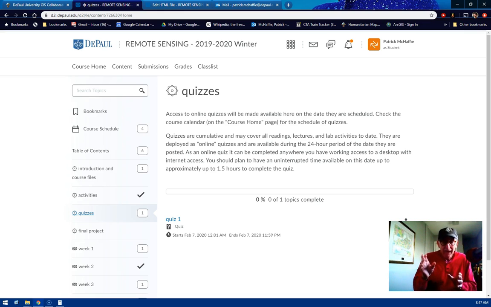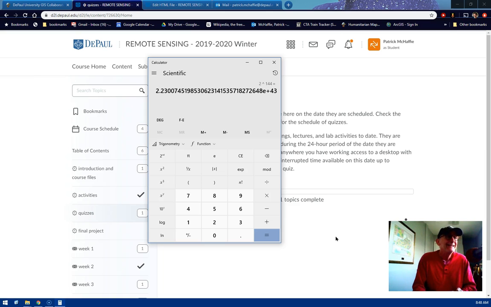So we have 144 bits of information that we're collecting in each 30 meter pixel. Okay, so how much information is that in each pixel? Well, in fact, it's quite a lot. It's 2 to the 144th. This is the best way to think of this. It's 2 to the 144th power.